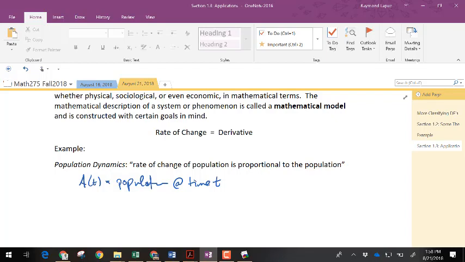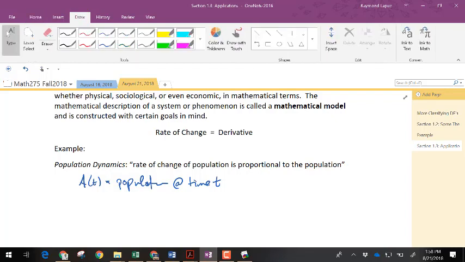So let's see if we can break up this sentence.